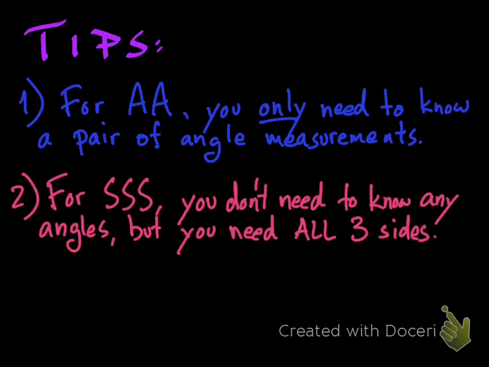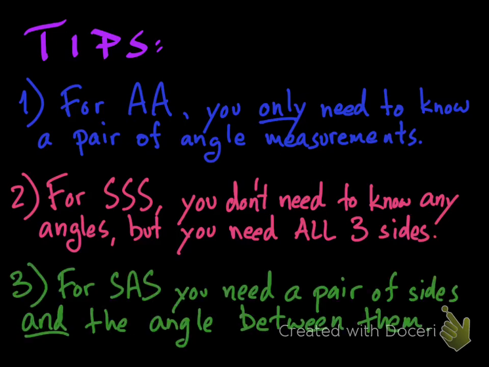However, for side-side-side similarity, you need to know all three sides, but you don't need to know any angles at all. But you need to test all three pairs of corresponding sides. Make that ratio of corresponding sides for all three pairs, and that's how you can test to see if the triangles are similar. For side angle side, you need to know two sides, and you need to know the angle that is in between those two sides. And once again, you're testing for proportionality. You're making the ratio of corresponding sides and making sure that those ratios are equal for both pairs.